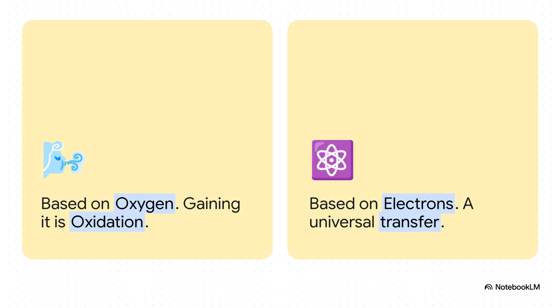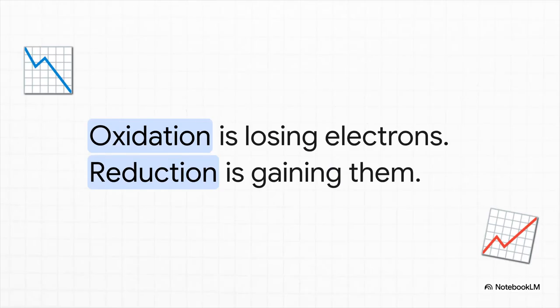But, science evolves. Chemists eventually realized these reactions were happening even when oxygen was literally nowhere to be found. So they expanded the definition to the modern concept, realizing that what was truly being transferred weren't just oxygen atoms, but the electrons themselves. Okay, let's really nail down this modern terminology. I'll admit, it can feel a bit backward at first, so stay with me. Oxidation is the process of losing electrons.